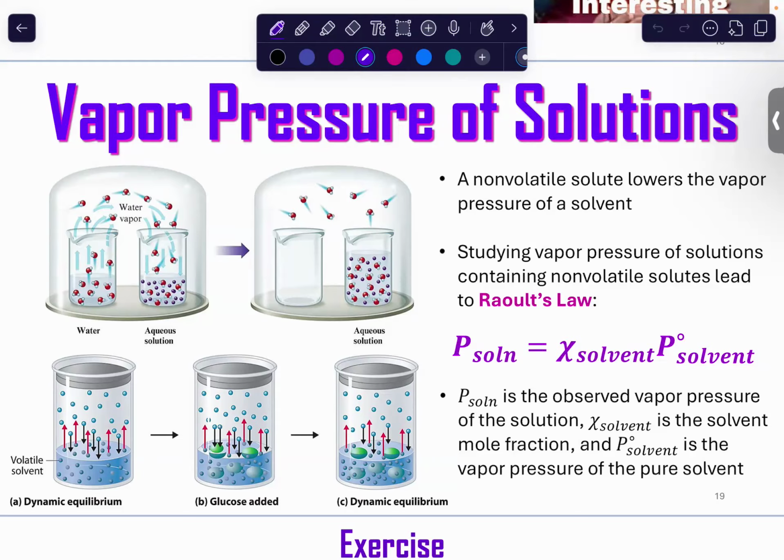So, for example, acetone is volatile. As you drop acetone on your skin, it evaporates immediately. It's pretty much all vapor in standard conditions. That's volatile.